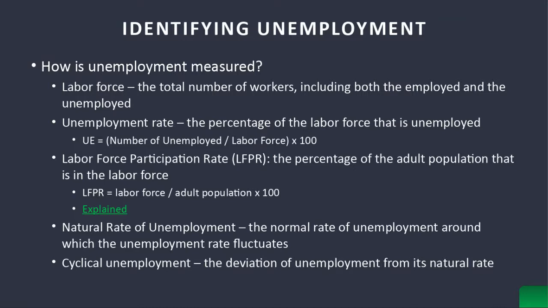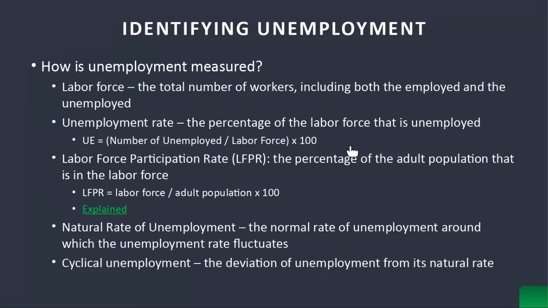And part of this will come down to, we'll put this in the context of the entire adult population to give us what we call a labor force participation rate. But before getting to that, the unemployment rate then is simply the percentage of the labor force that is unemployed. So UE equals number of unemployed over the labor force times 100. Easy enough, straightforward math. So just for example, let's say you have 1 million people unemployed and a labor force of 10 million people, times 100, you wind up with a 10% unemployment rate.